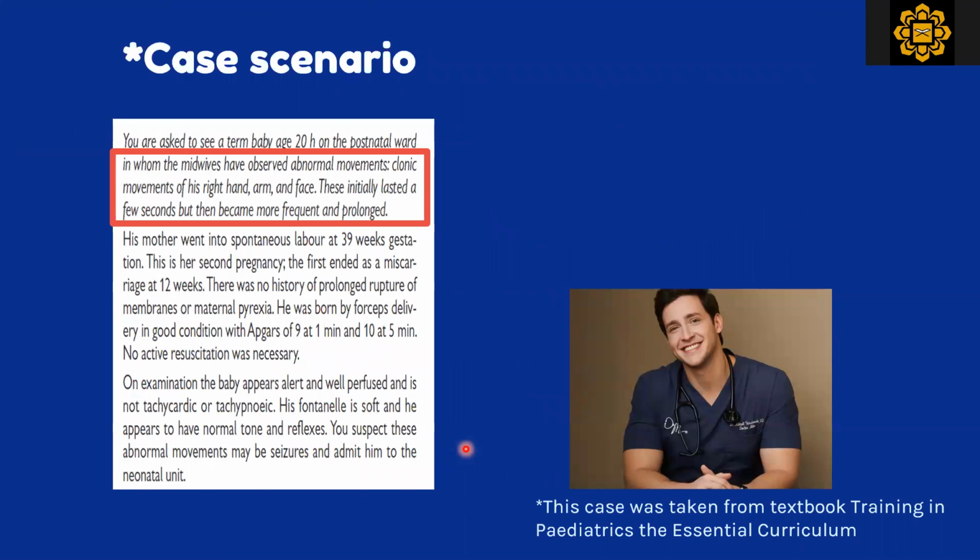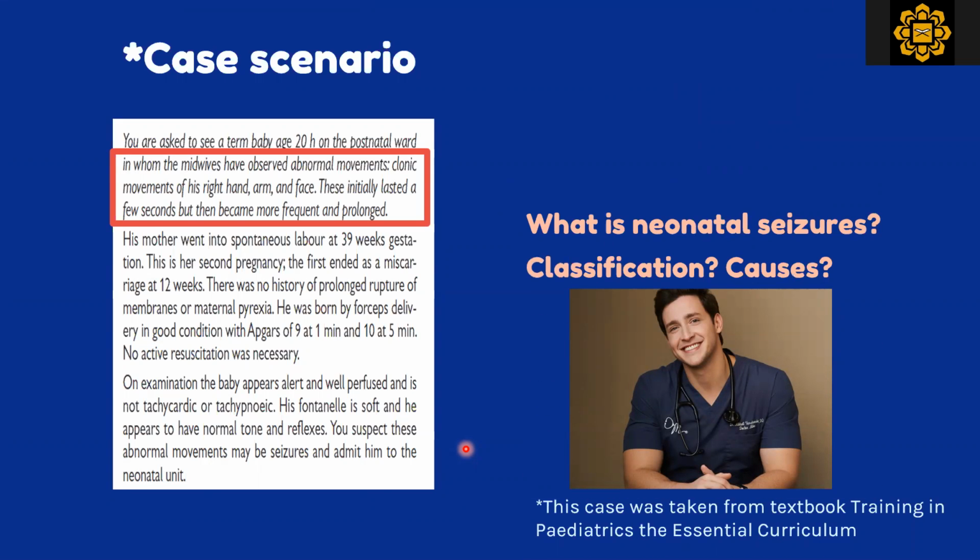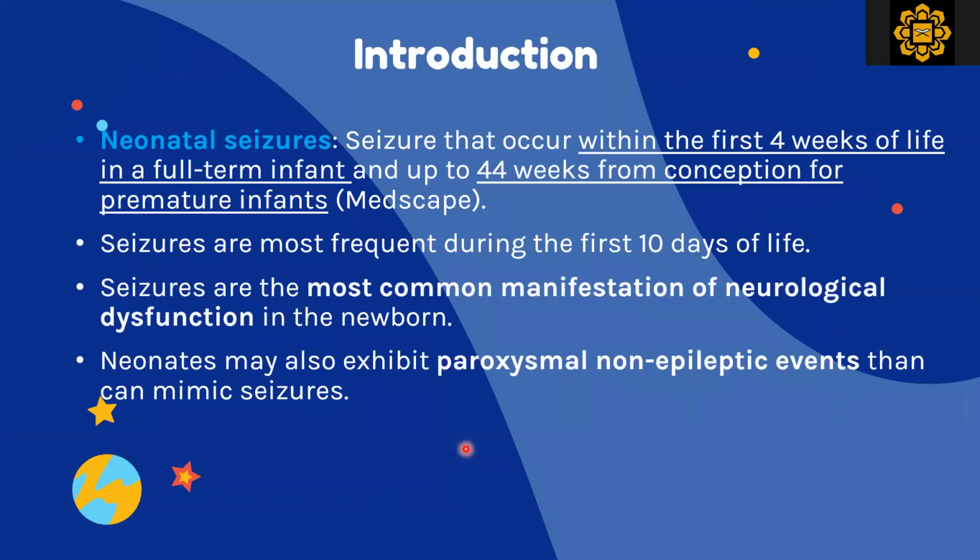So neonatal seizures, due to the limited time, you can read the case scenario after this. I'm sorry. So the introduction: neonatal seizures are seizures that occur within the first 4 weeks of life in a full-term infant and up to 44 weeks from conception for a premature infant. This definition is according to Medscape.